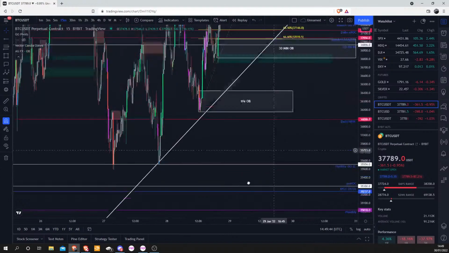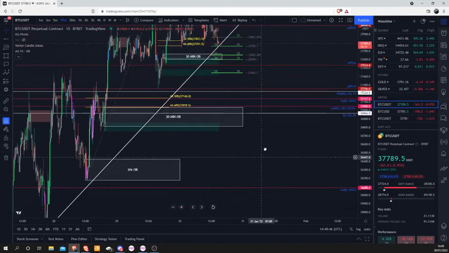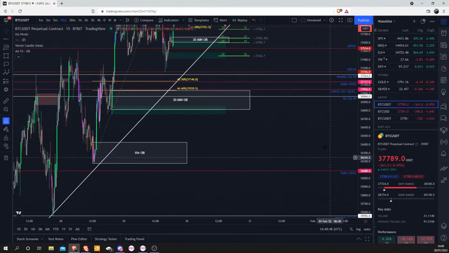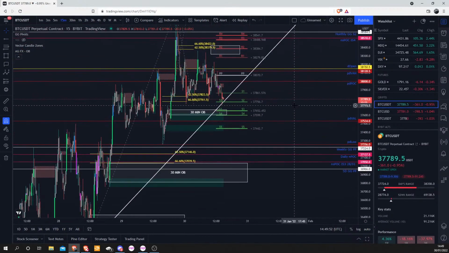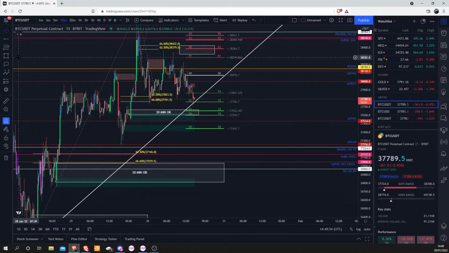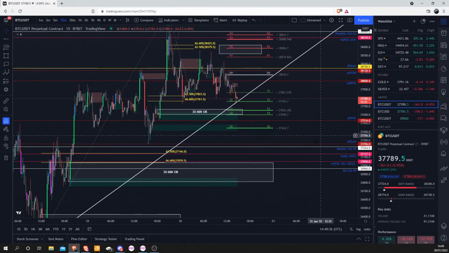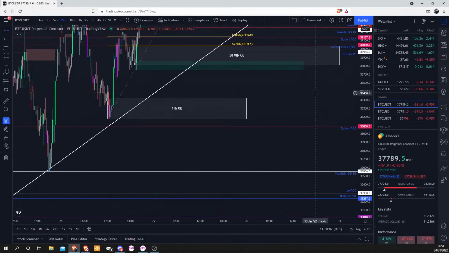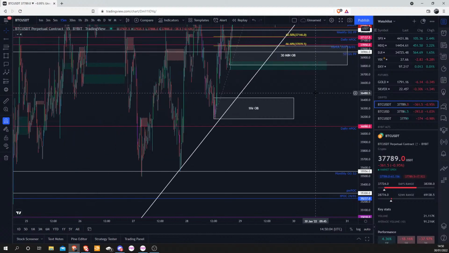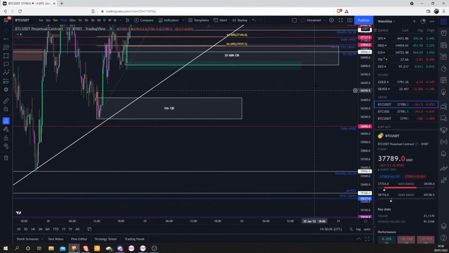But yeah, I just like the idea of taking out all these MPOCs. I don't like leaving them behind. I know we do leave them behind, but we have done a good job of, any time we've had single prints, clearing them up.